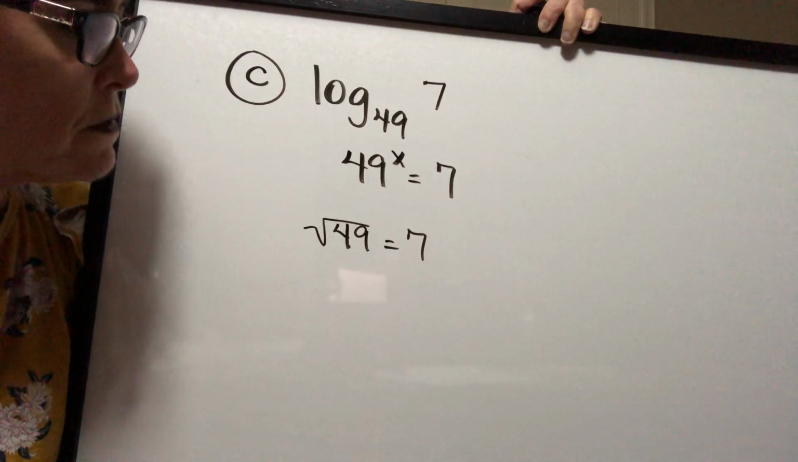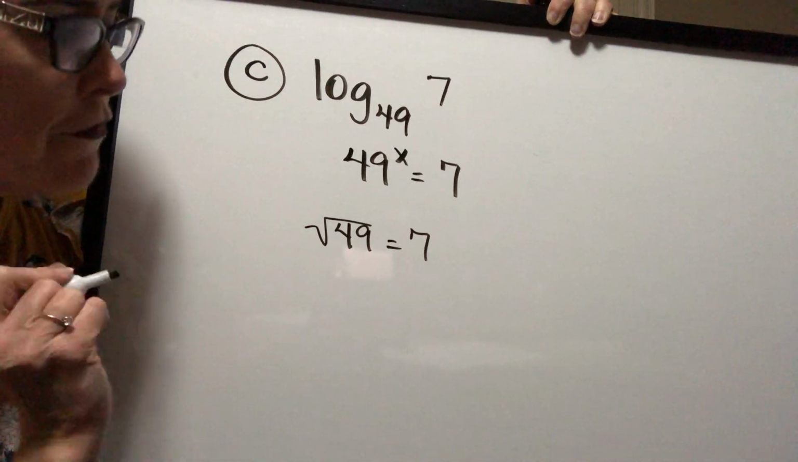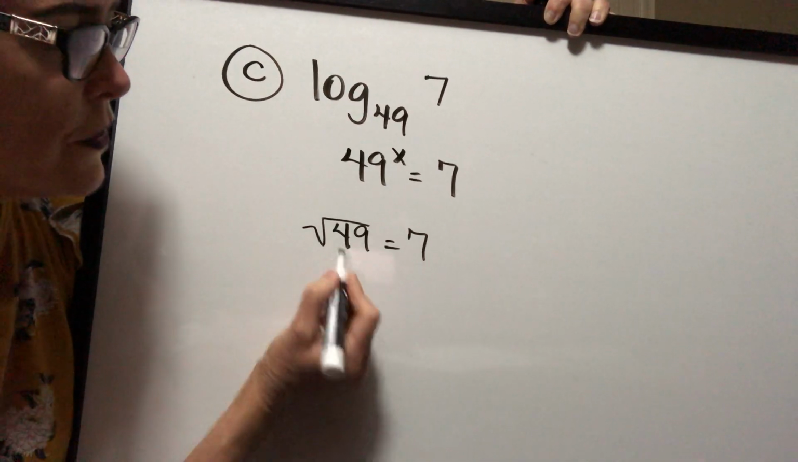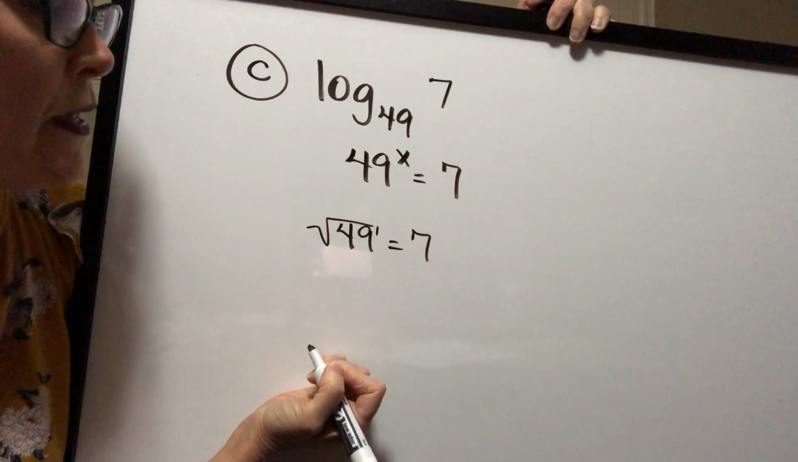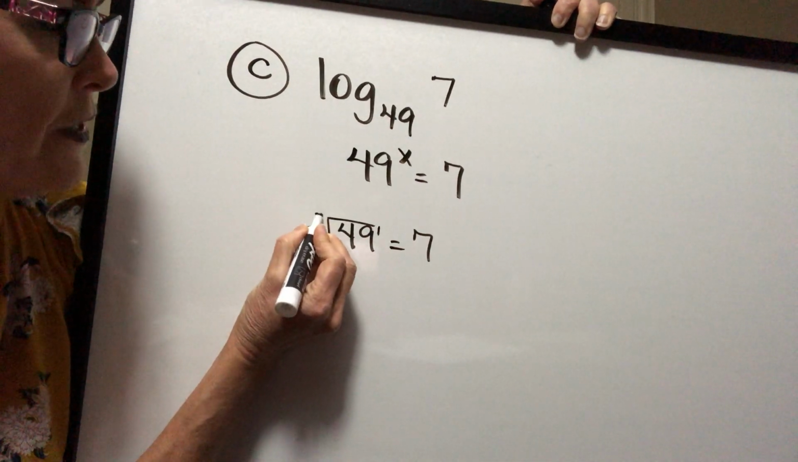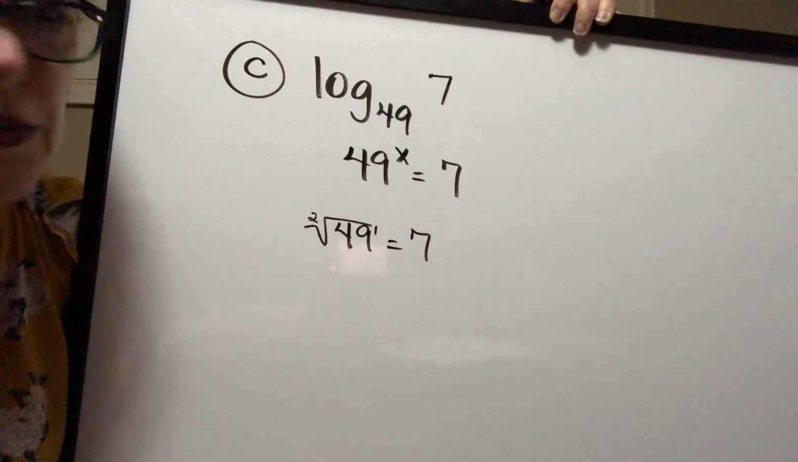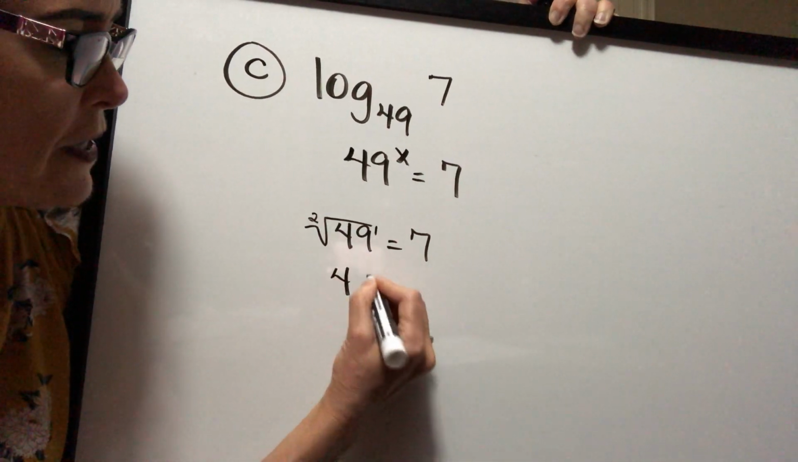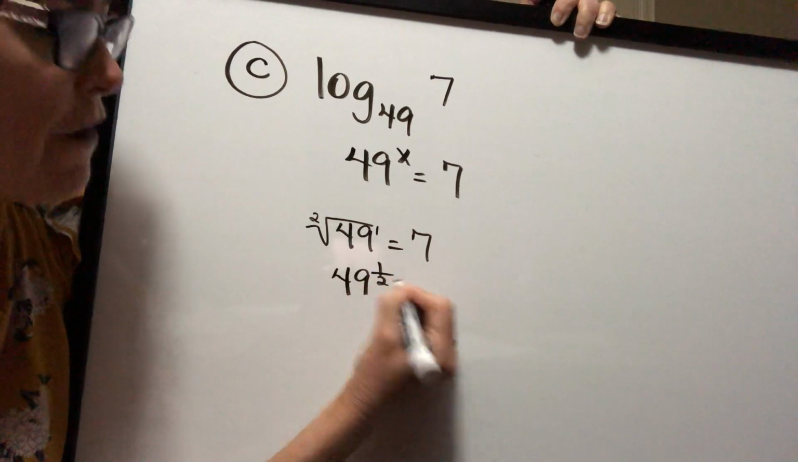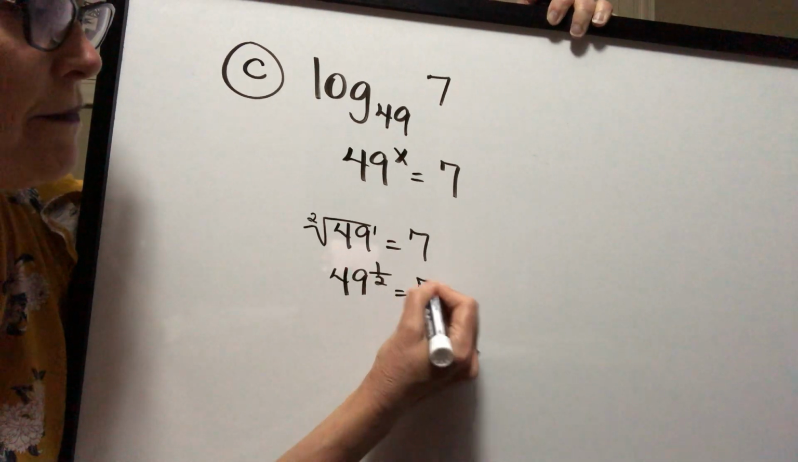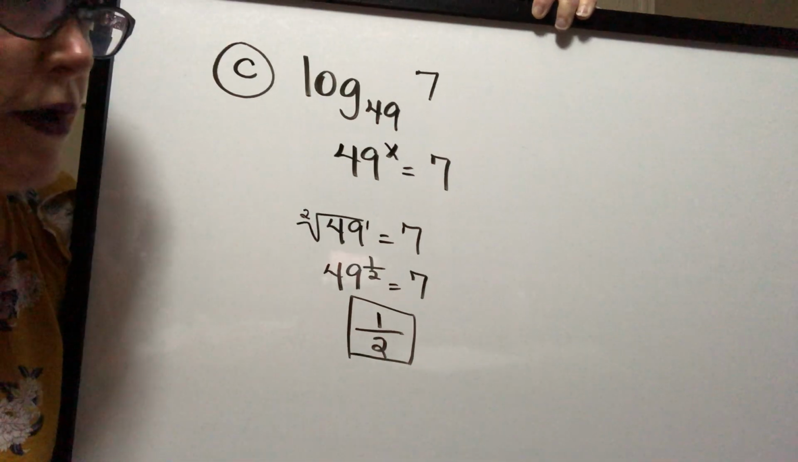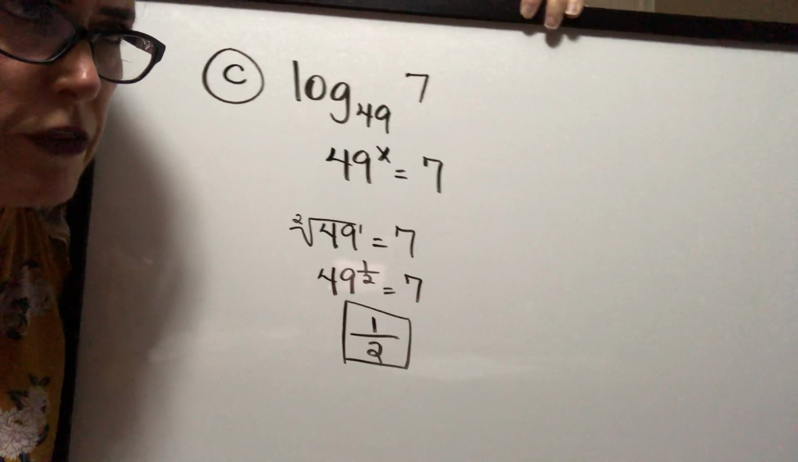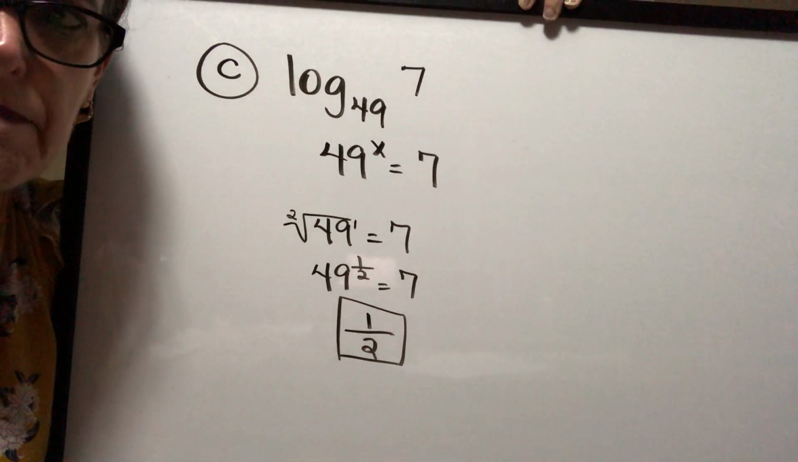So here's how it works. It's written as a fraction, and here's how the fraction goes. Think of 49 as 49 to the first power, and think of the square root as having a 2 here. Square implies 2. So it would be the same thing as 49 to the half power would be 7. So your answer for this one would be 1/2. Every square root can be thought of as a 1/2 power.